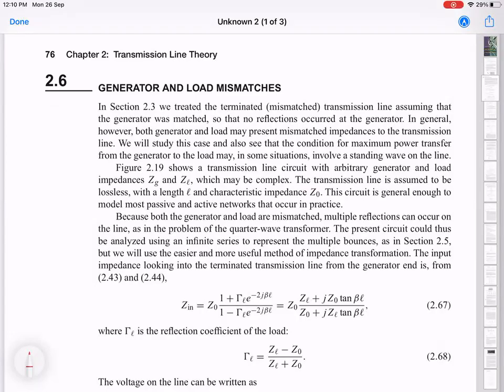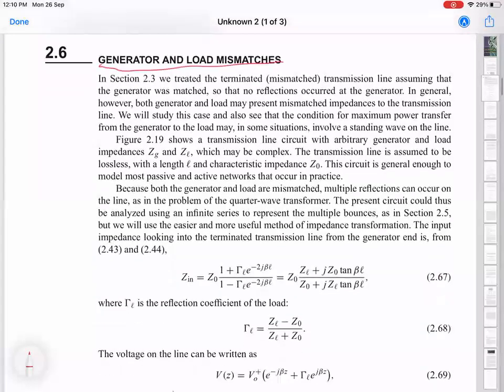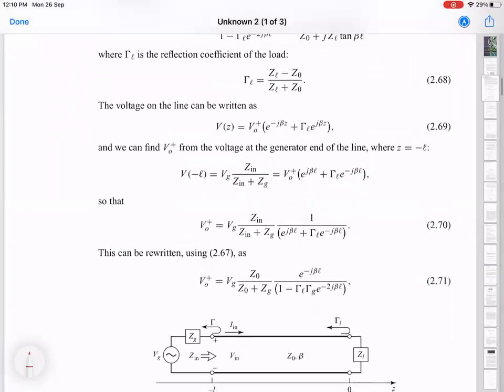So I'm not going to talk too much about this topic. You can read this in Pozar, but just to basically orient you.